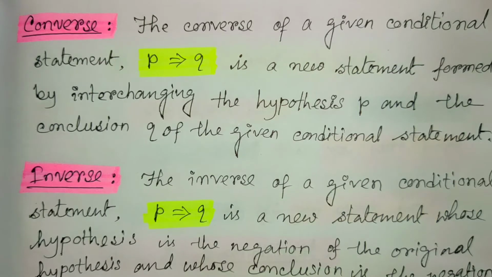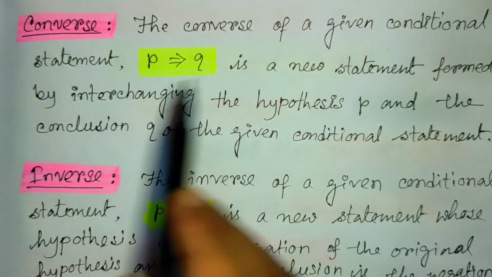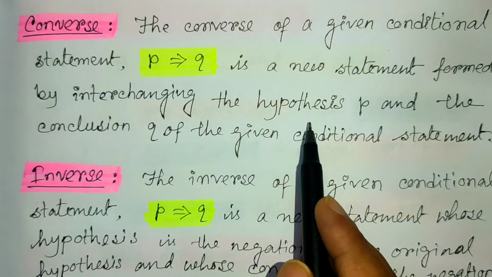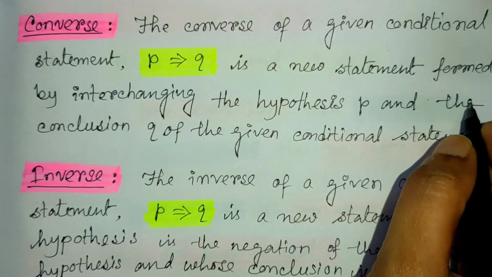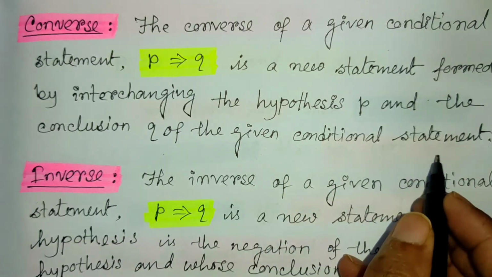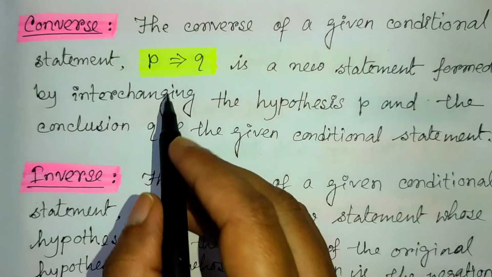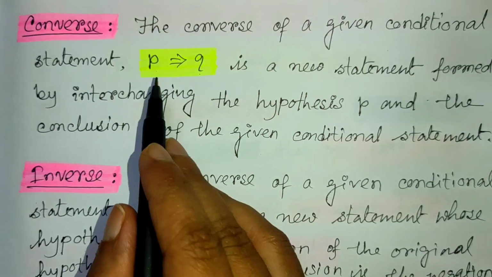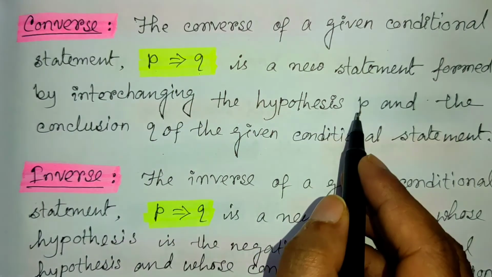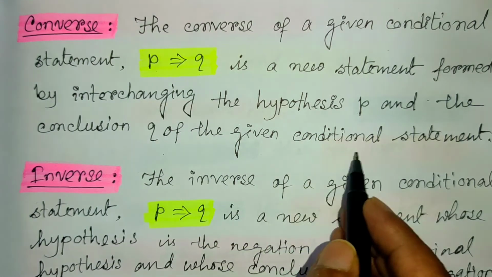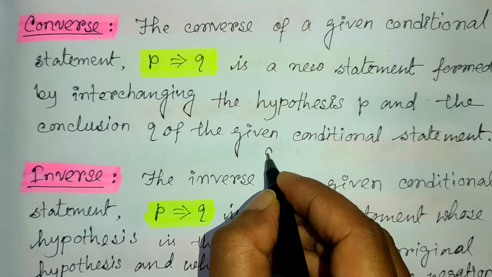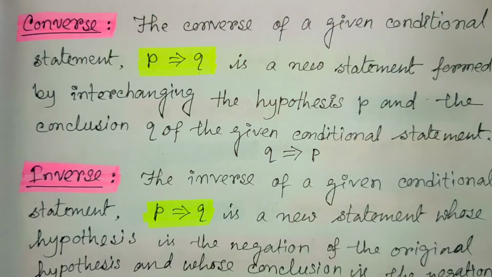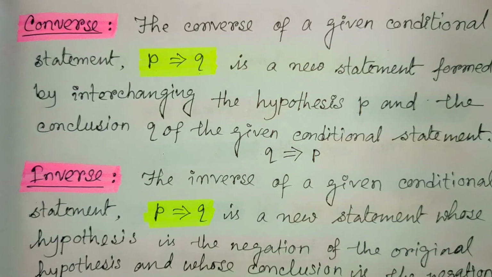So what do you mean by the converse first of all? The converse of a given conditional statement is a new statement formed by interchanging the hypothesis P and the conclusion Q of the given conditional statement. So what does it mean? The original statement is P implies Q. Then we interchange the positions of the hypothesis P and the conclusion Q given in the conditional statement. So that means we write Q first and then P, and after that if we give the implication sign, then it is the converse of the given statement.